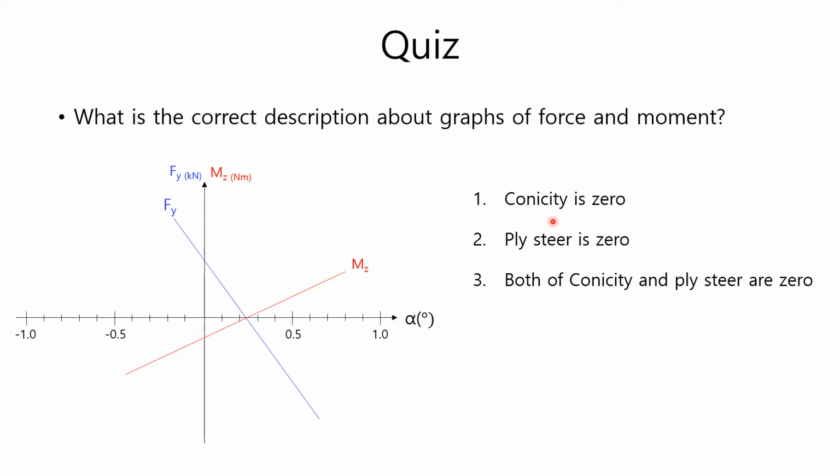Number 1, conicity is 0. Number 2, ply steer is 0. Number 3, both of conicity and ply steer are 0.